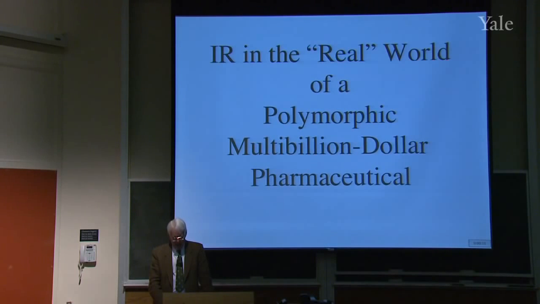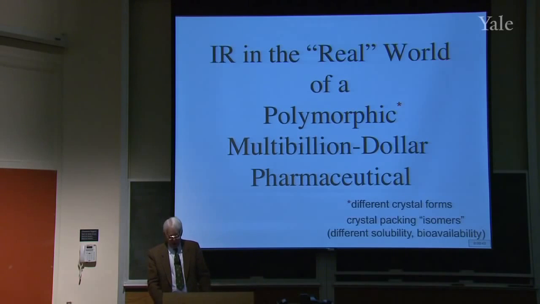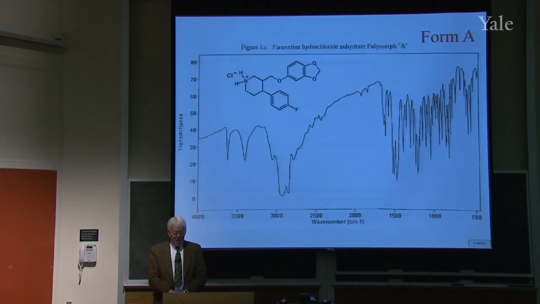In the real world, it can enter in a lot of cases. One interesting case is a multi-billion-dollar pharmaceutical, which crystallizes in different crystal forms, and those forms are separately patented, right? The drug is called Paxil. These are taken from the patent for that compound, paroxetine hydrochloride. This is the anhydrate, called form A, or polymorph A. Polymorph means different shapes, right? Different crystals.